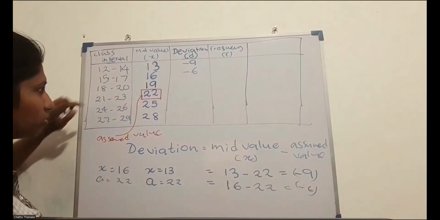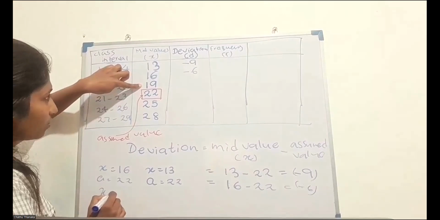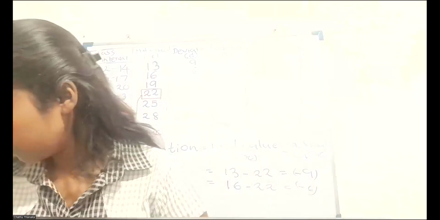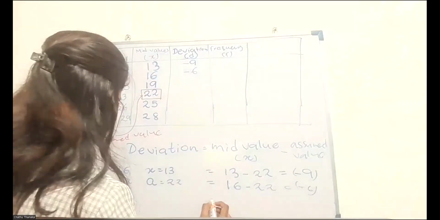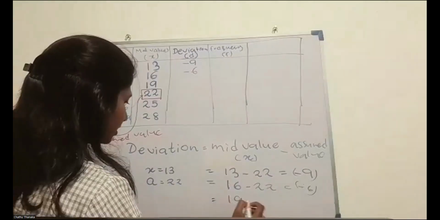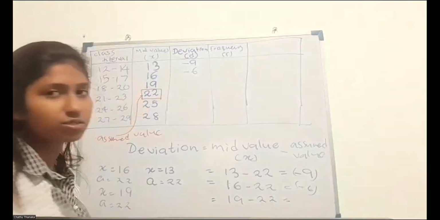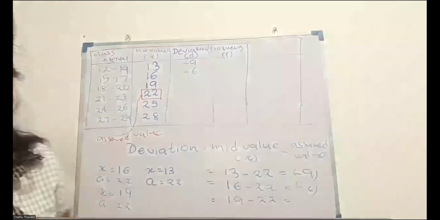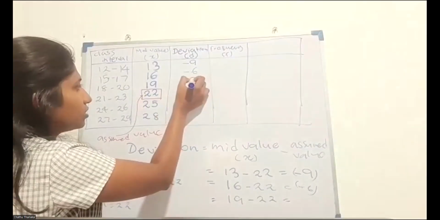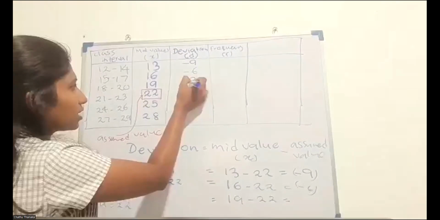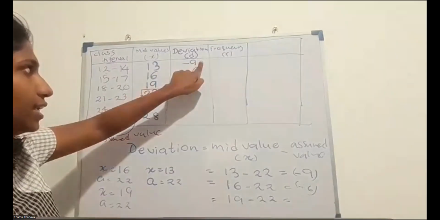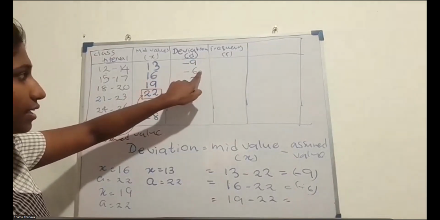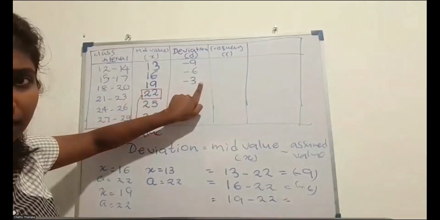Then let's look at another one. Third one. x is equal to 19. A is 22. Here x is 19 minus 22. What is the answer? Negative 3. Then here you can see a pattern. Negative 9 plus 3 is negative 6. Then negative 6 plus 3 is negative 3.